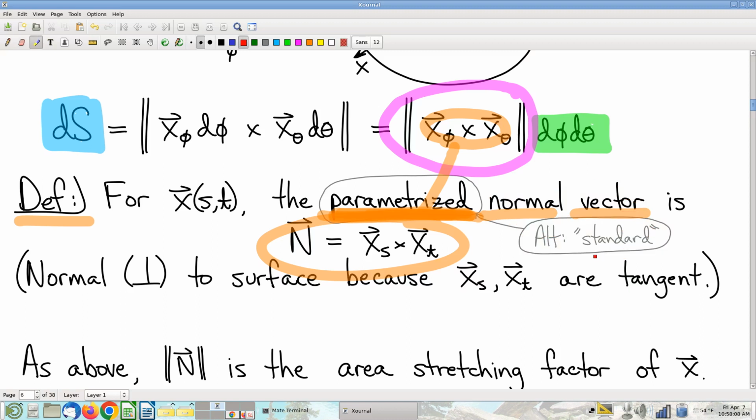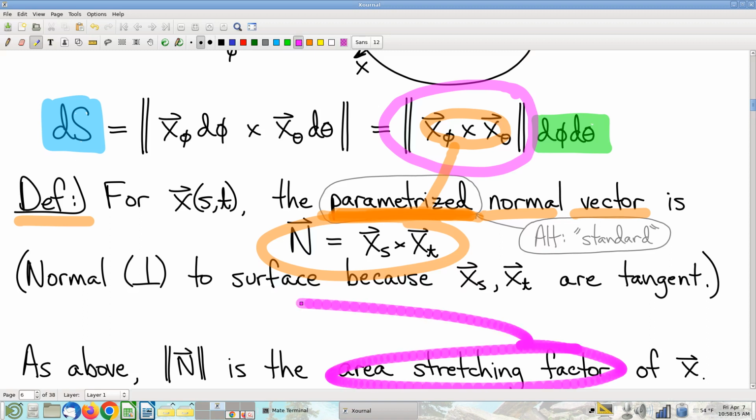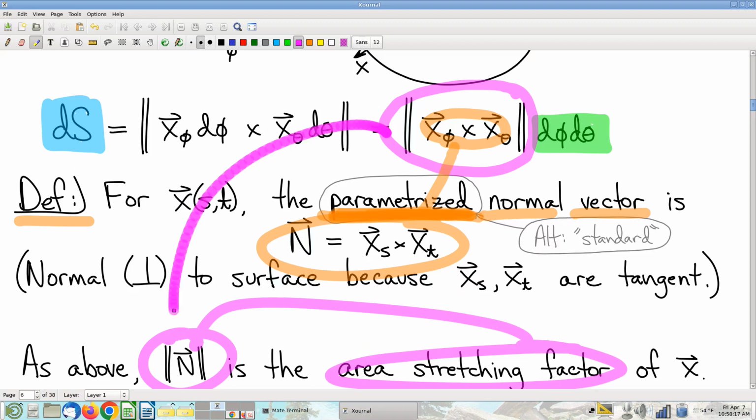Okay, so with all of this in mind, notice that means that our area stretching factor is just the magnitude of capital N. A nice, compact little formula. A really useful fact, right? Given a parameterization, we have a formula for capital N. The magnitude of capital N is the area stretching factor in that parameterization.